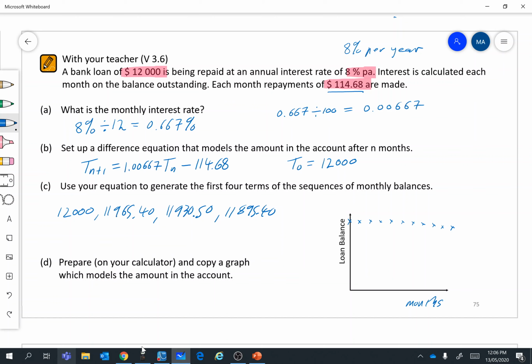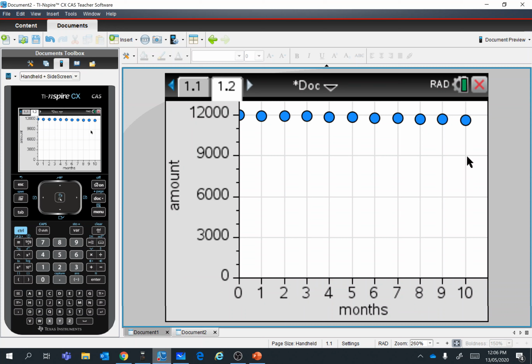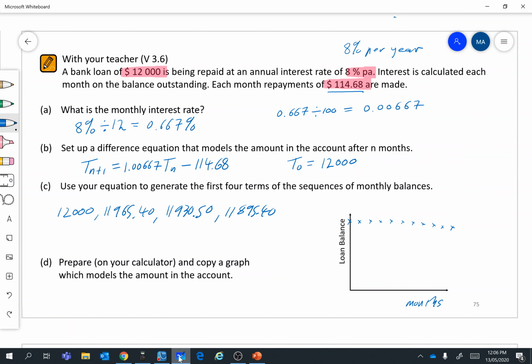Just going to label 2 of these coordinate points. So I'll just hover the hand over that one, and it's 10, 11,643. So 10 and 11,643. And then I can just label the first point, which was 0 and 12,000. So remember to label 2 of those coordinate points.